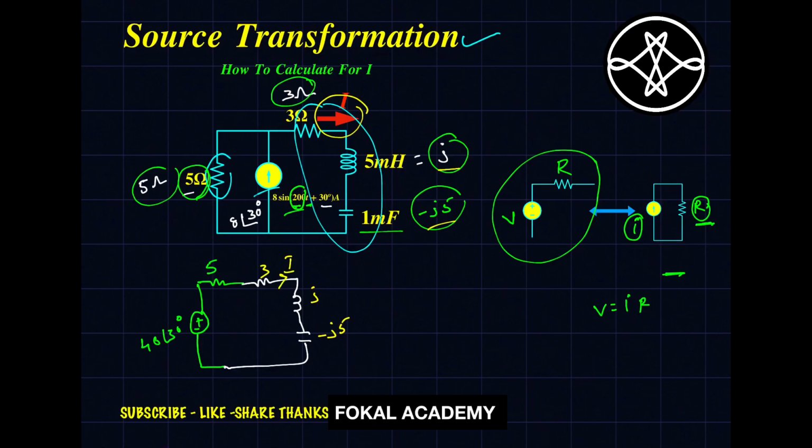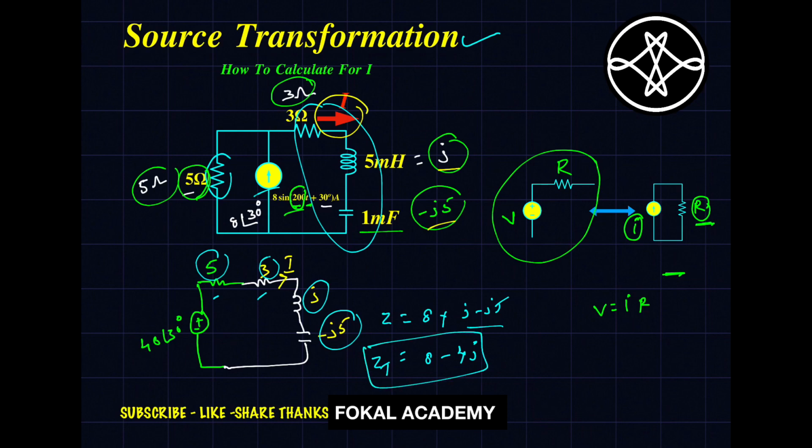Now we can easily find the current I in this loop. By finding the overall impedance and having the voltage, by applying Ohm's law we will get the current, that is V by R. Here the overall impedance Z is the sum of all impedance values, that is 5 plus 3 is 8. So 8 plus j plus minus j5, nothing but 8 minus 4j. So this is the overall impedance for this loop.